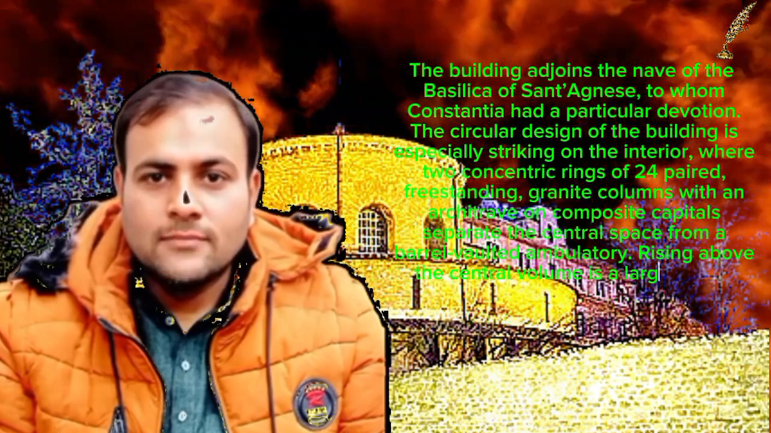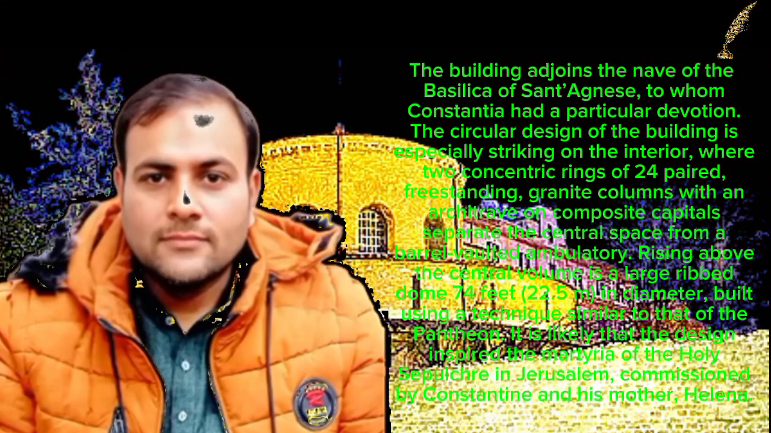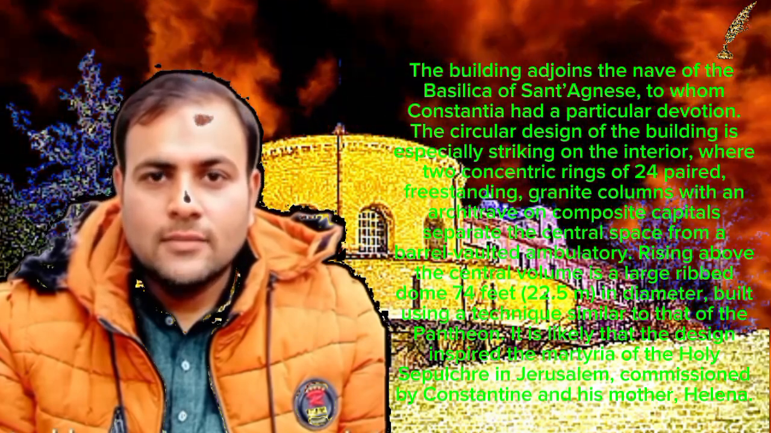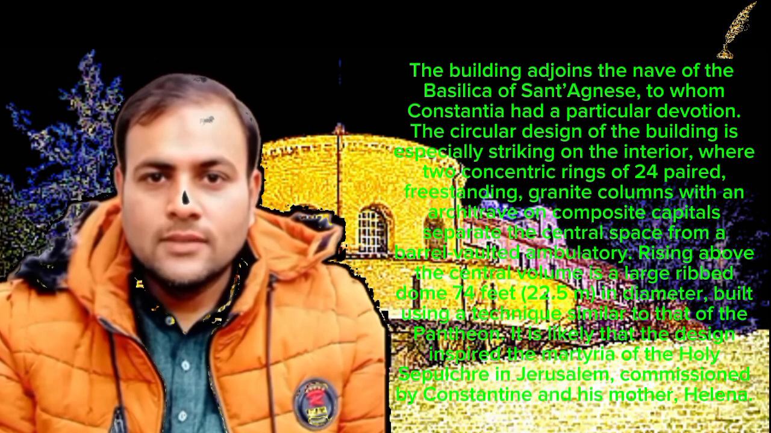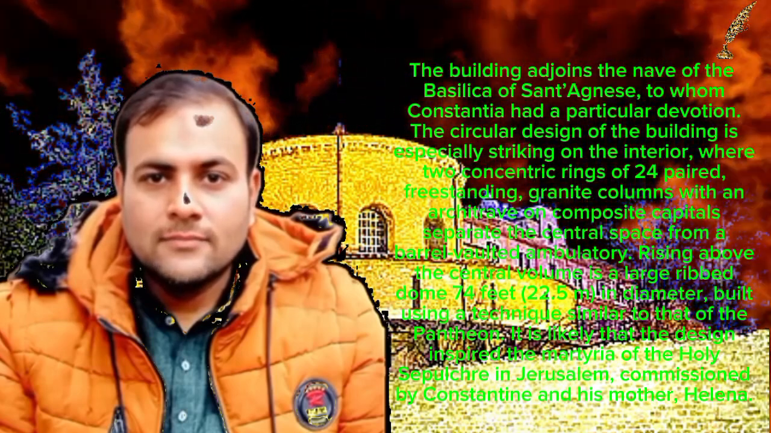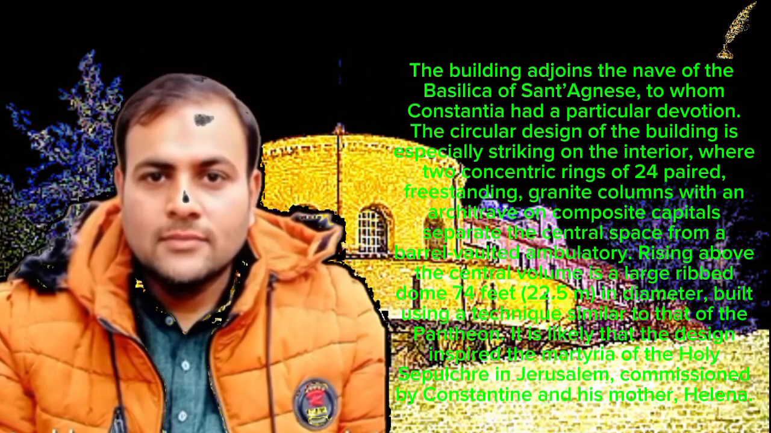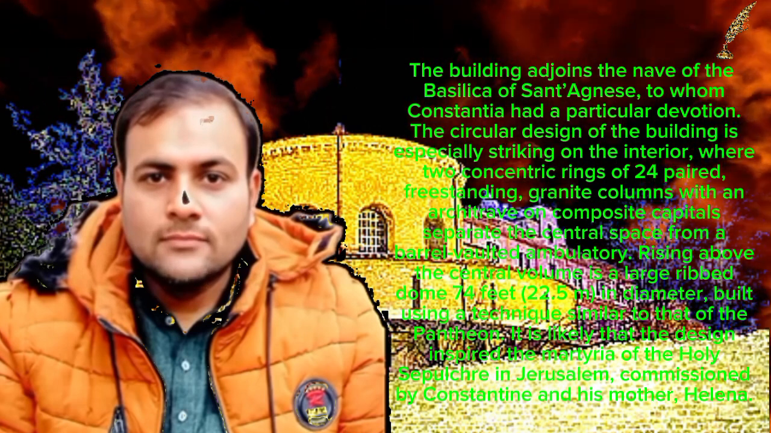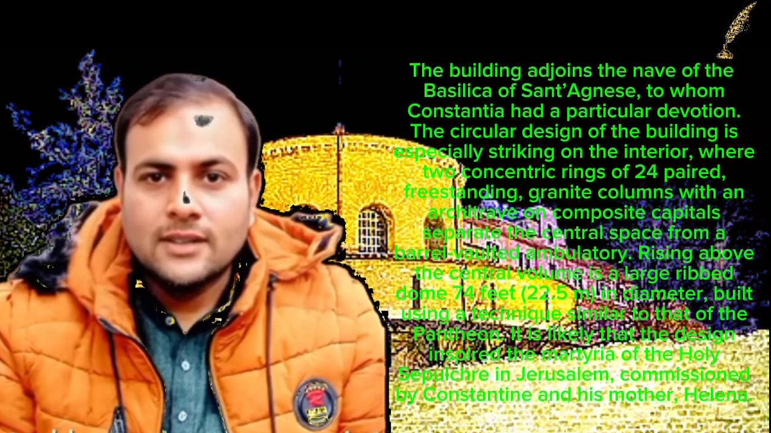The building adjoins the nave of the Basilica of Sant'Agnese, to whom Constantia had a particular devotion. The circular design of the building is especially striking on the interior, where two concentric rings of 24 paired, freestanding, granite columns with an architrave on composite capitals separate the central space from a barrel-vaulted ambulatory. Rising above the central volume is a large ribbed dome 74 feet (22.5 meters) in diameter, built using a technique similar to that of the Pantheon.